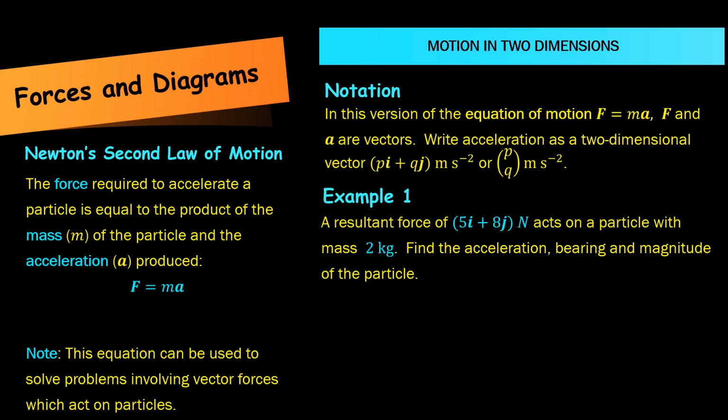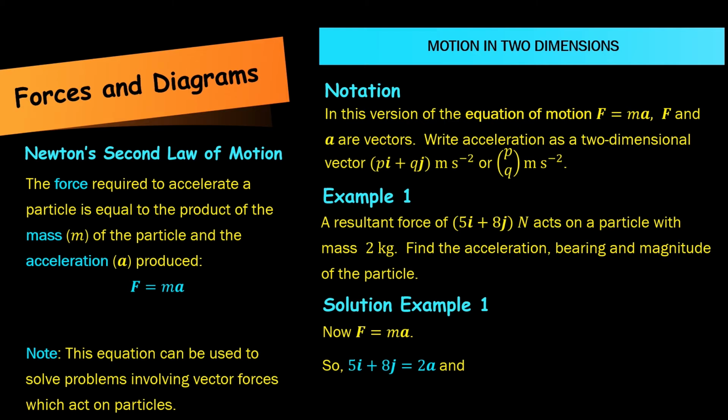Let's now take a look at an example. A resultant force of 5i plus 8j newtons acts on a particle with mass 2 kg. Find the acceleration, bearing and magnitude of the particle.